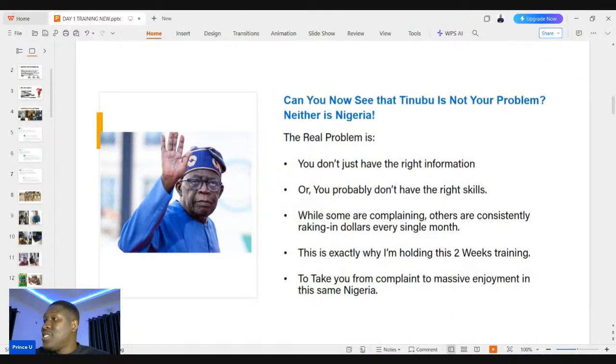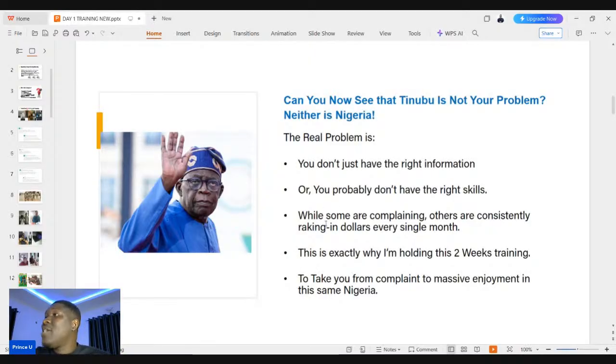Another thing I need you to know is that while some people are complaining, others are consistently raking in dollars every single month. I won't show you my dollar account today. Maybe when we start doing remote jobs, I'll show you some things. I will show you real money. People are consistently making dollars every single month.